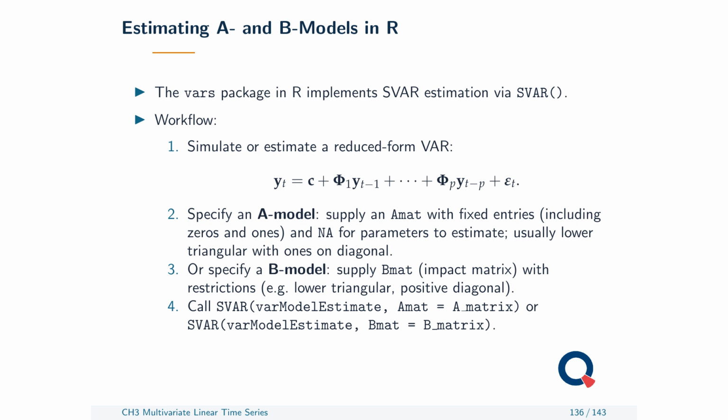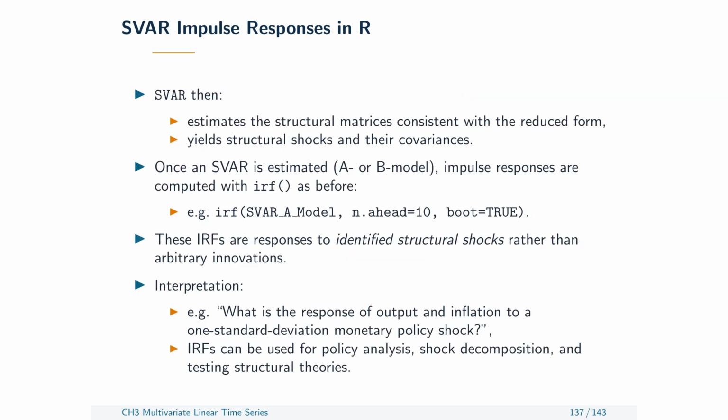In R, a practical workflow begins by estimating and diagnosing a reduced form VAR. We then provide a restriction matrix for an A model or B model, leaving selected entries to be estimated. Structural impulse responses follow from the fitted mapping, and bootstrap procedures can quantify sampling uncertainty under that maintained identification.